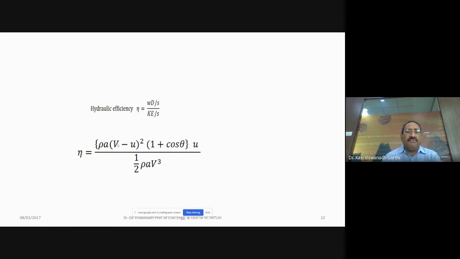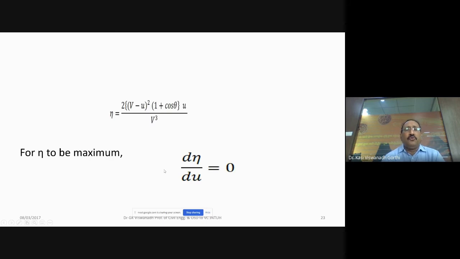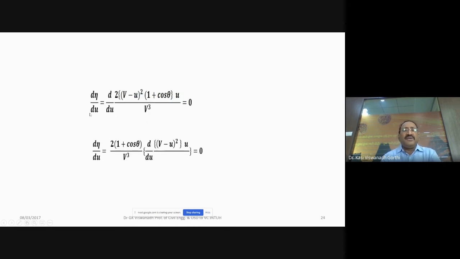Accordingly, you have rho A (V minus U) whole square into (1 plus cos theta) into small u, divided by half of rho A v cube. On simplification, you may cancel rho A and rho A here, giving 2 by v cube into (V minus U) whole square into (1 plus cos theta) into small u. For this efficiency to be maximum, its differential with respect to u must be equal to 0. So d eta by du must be equal to 0. Differentiating eta with respect to u and equating it to 0.